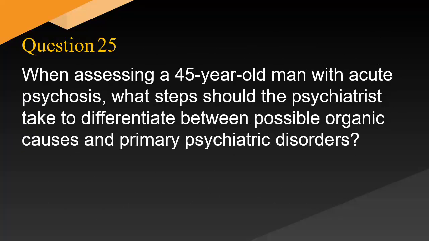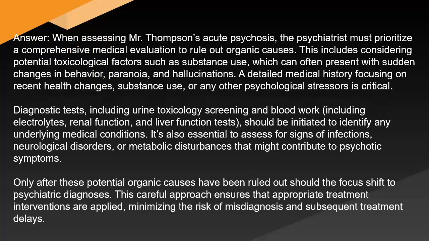When assessing a 45-year-old man with acute psychosis, what steps should the psychiatrist take to differentiate between possible organic causes and primary psychiatric disorders? Answer: when assessing Mr. Thompson's acute psychosis, the psychiatrist must prioritize a comprehensive medical evaluation to rule out organic causes. This includes considering potential toxicological factors such as substance use, which can often present with sudden changes in behavior, paranoia, and hallucinations.